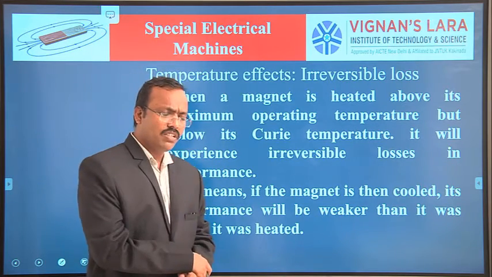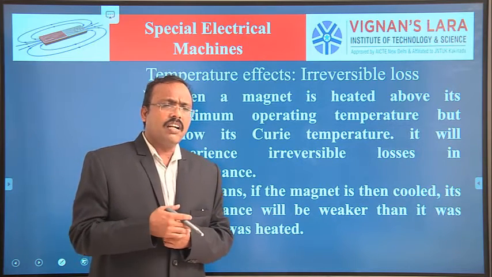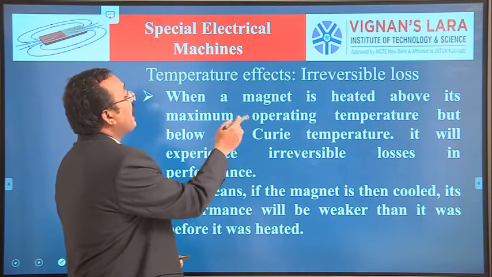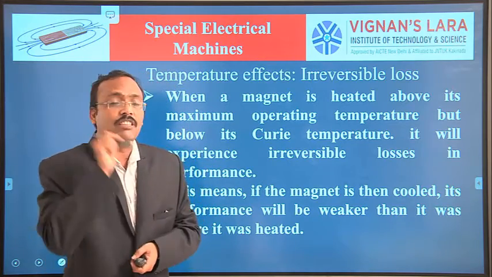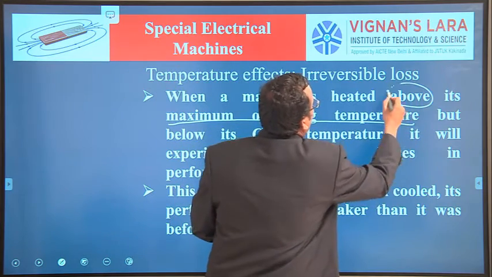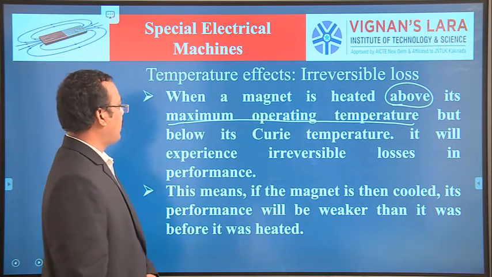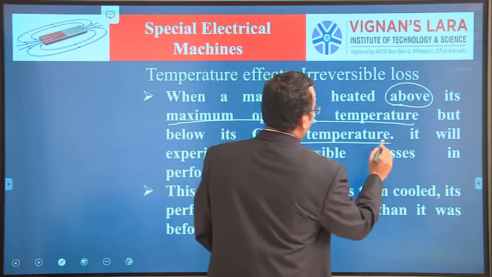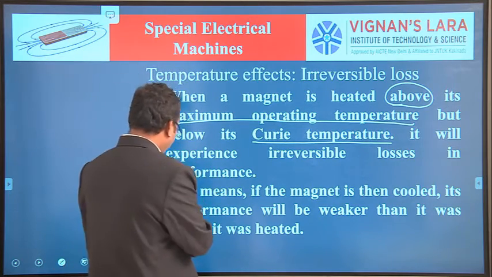Already we discussed what irreversible losses are. With irreversible losses, we cannot recover all the original property. That means the magnet is heated above its maximum operating temperature. In the previous case, the magnet was heated only up to its maximum operating temperature. But here it is above the operating temperature. This is very important. The magnetic material is heated above maximum operating temperature but below the Curie point, and it will experience irreversible losses in performance.